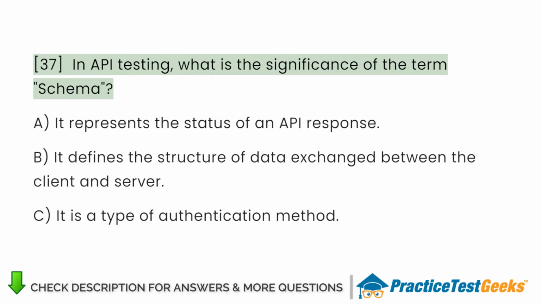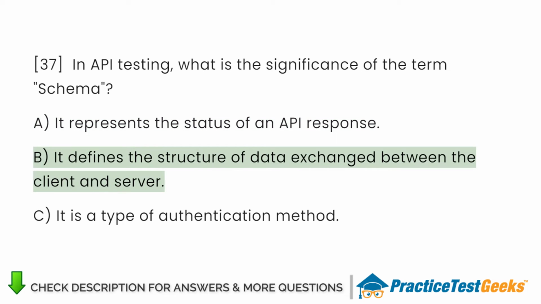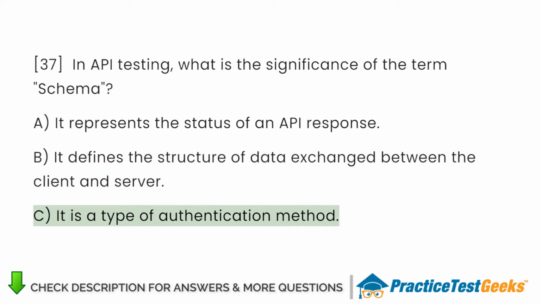In API testing, what is the significance of the term schema? A. It represents the status of an API response. B. It defines the structure of data exchanged between the client and server. C. It is a type of authentication method.